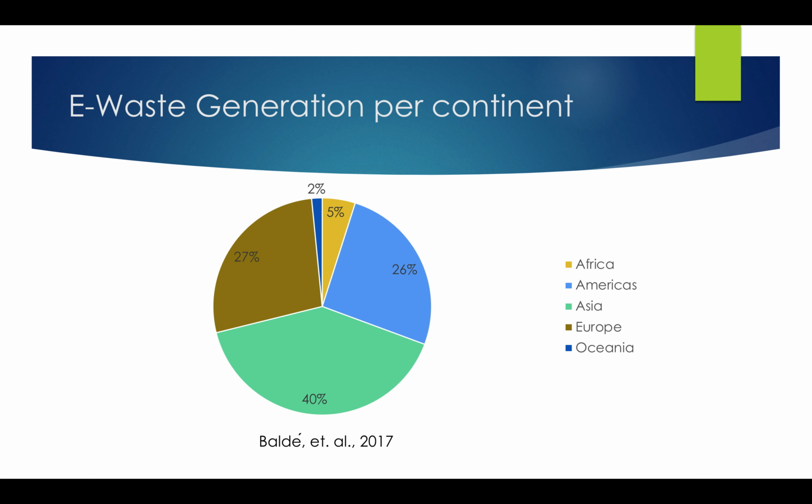The second graph is a pie chart which shows the e-waste generation by continent per million tons. As we can see here, Asia is by far the largest producer of e-waste, followed by the Americas and Europe. In 2016, a total of 44.7 million tons of e-waste was generated. The expected annual growth rate is 4 to 5%.